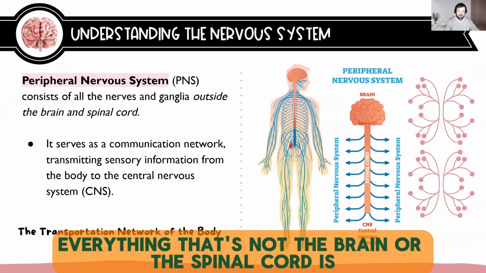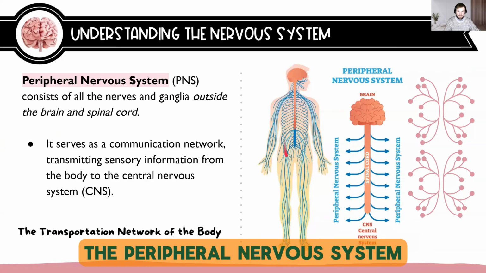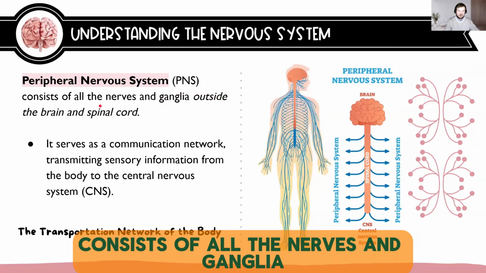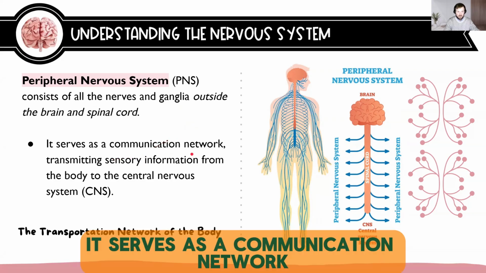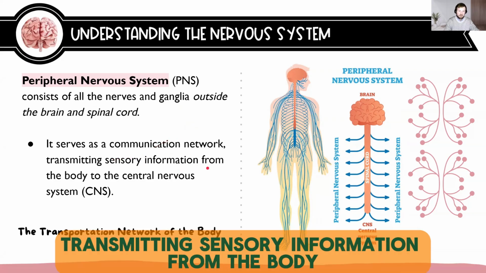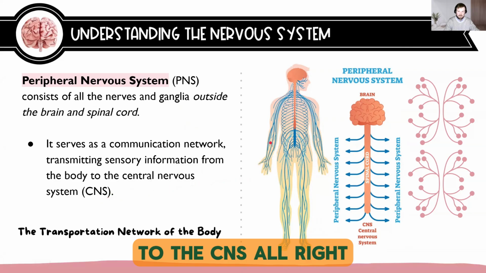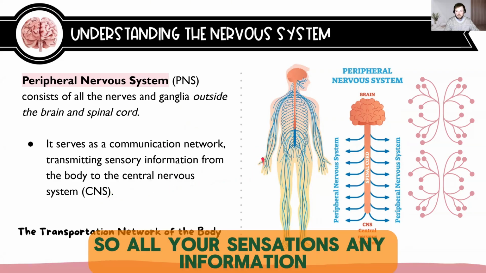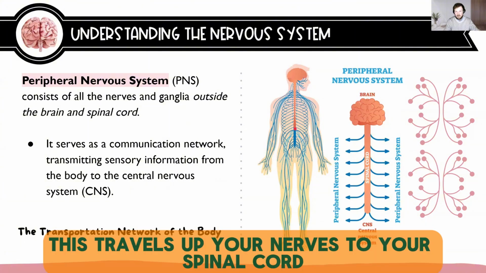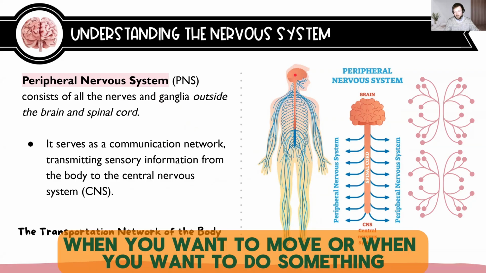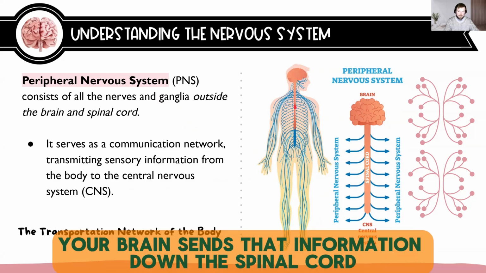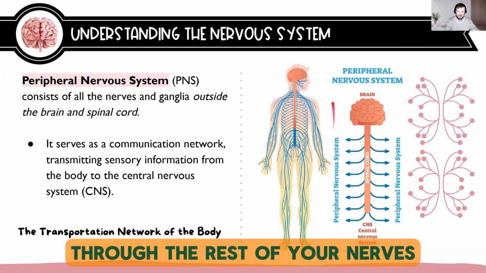Everything that's not the brain or the spinal cord is the peripheral nervous system, consists of all the nerves and ganglia outside the brain and spinal cord. It serves as a communication network transmitting sensory information from the body to the CNS. All right, so all your sensations, any information travels up your nerves to your spinal cord and then up to your brain. Also, when you want to move or when you want to do something, your brain sends that information down the spinal cord through the rest of your nerves and you raise your hand.